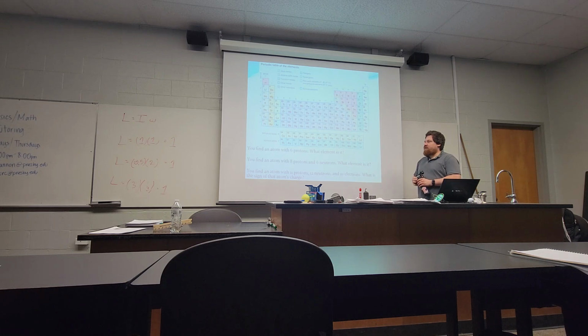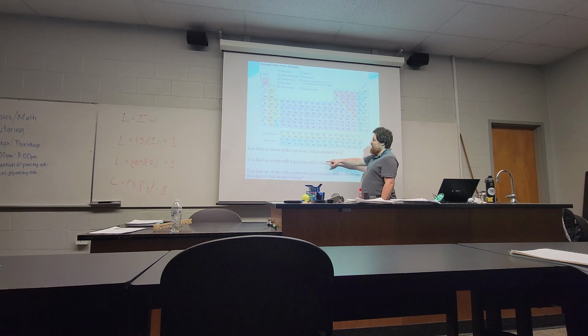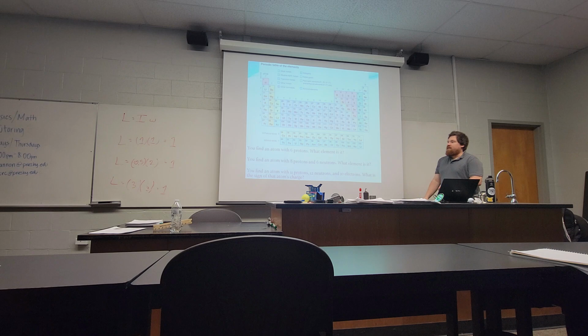You find an atom with 8 protons and 6 neutrons, what element is it? Oxygen. Oxygen, very good. Protons determine element number, so we only care about that number, therefore number 8 is oxygen. Lastly, you find an atom with 11 protons, 12 neutrons, and 10 electrons. What is the sign of that atom's charge? Neutral, positive, or negative?